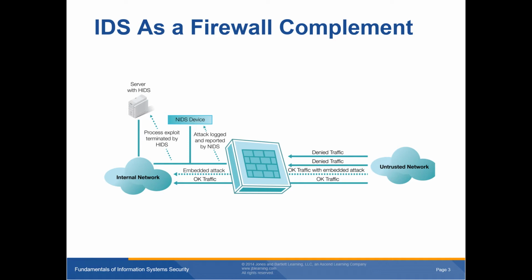So the firewall is going to have data coming from the untrusted network. The firewall is going to deny some traffic, but some traffic is okay, and some traffic is okay with an embedded attack. So when that gets through, the attack is logged and reported by the network intrusion detection system, and the OK traffic goes through. Once it gets into the internal network, then the process exploit is terminated by the host intrusion detection system when it gets to the server.